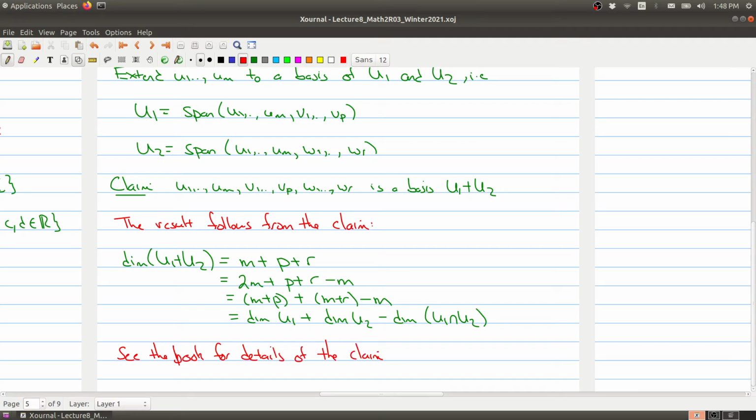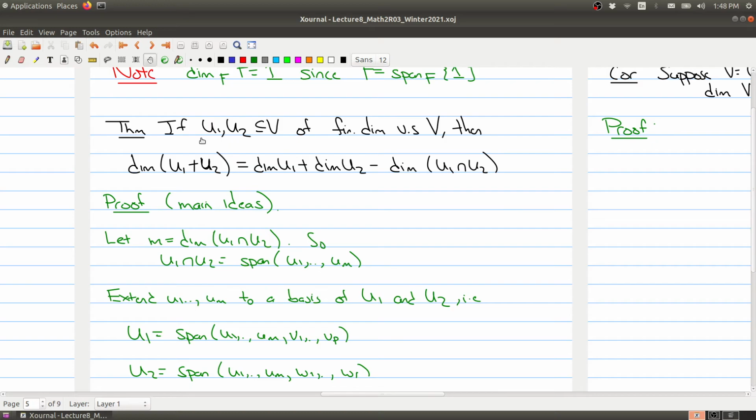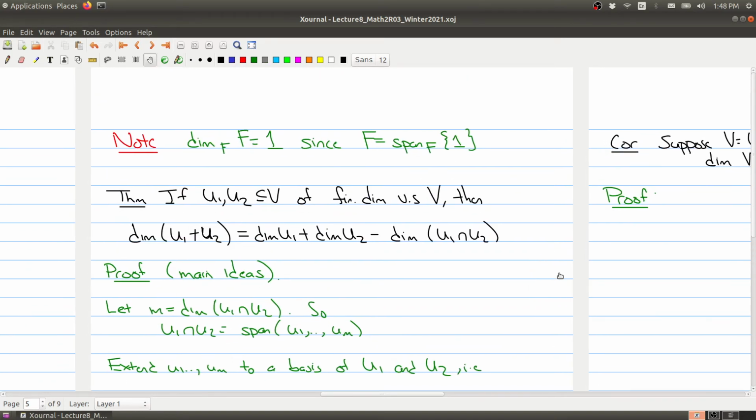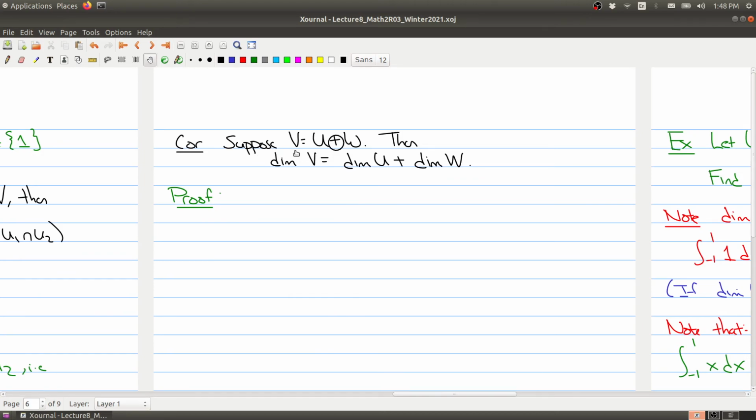That's really the only thing that I'm not presenting, but it's something you should be able to read in the textbook and easily follow. This gives us a nice way of taking two vector spaces, adding them together to get a larger vector space, and keeping track of the size of the dimension. As a corollary, suppose that we can write V as a direct sum of U and W. Then the dimension of V is the dimension of U plus the dimension of W.